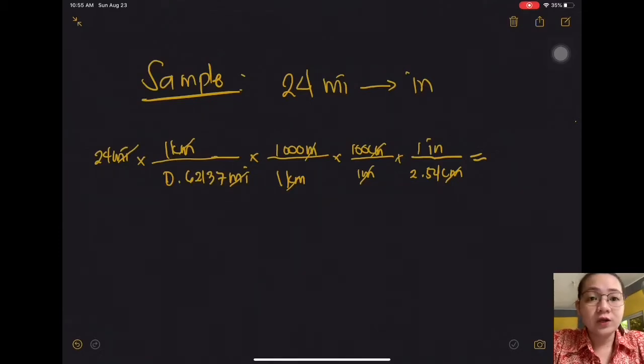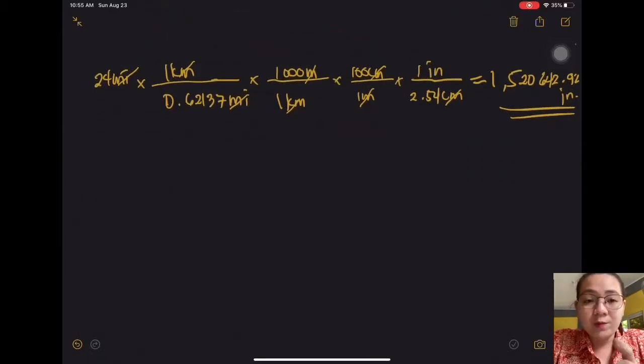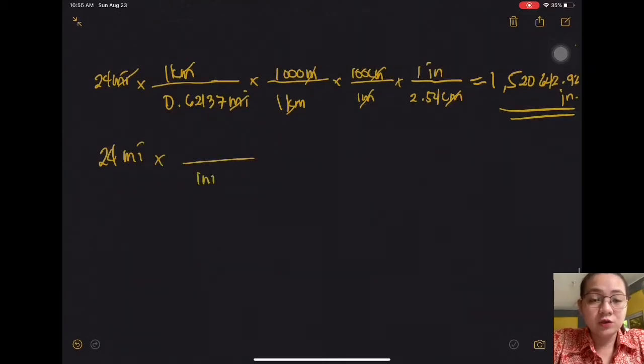So, using your calculator, what is the answer? Please answer. Okay, very good. The answer is 1,520,642.142.92 inches. Aside from this, you also need to have a background knowledge about significant figures and rounding off or scientific notation. So, let us have another computation using the shorthand method.